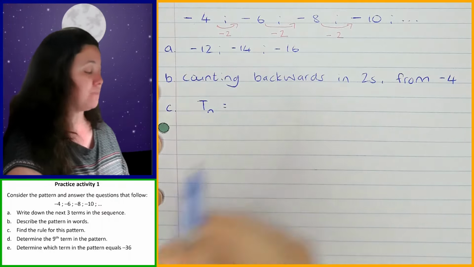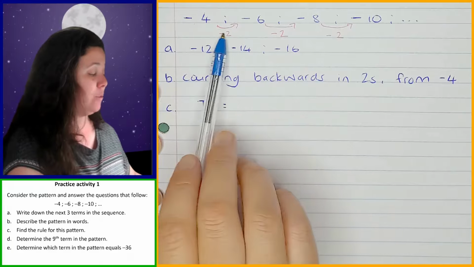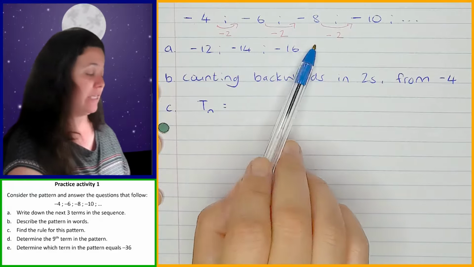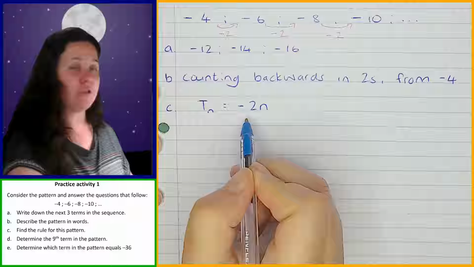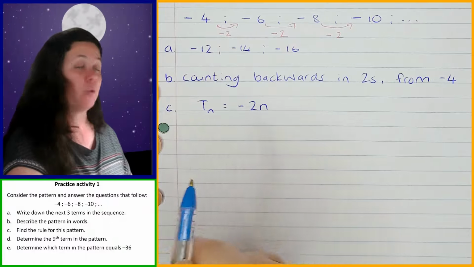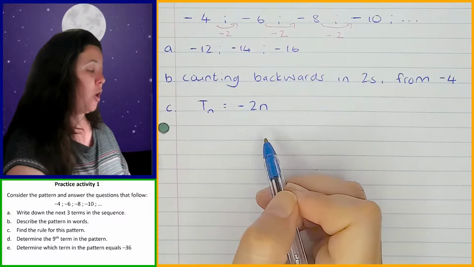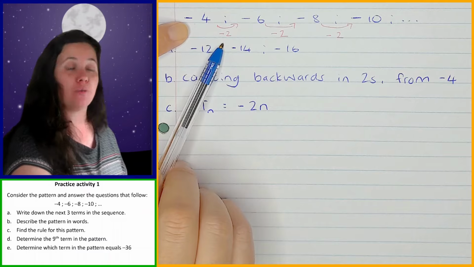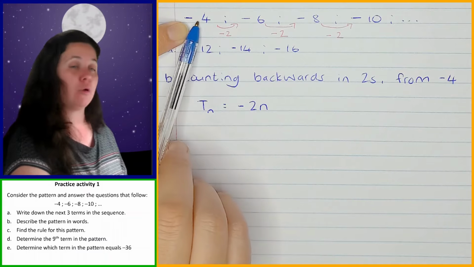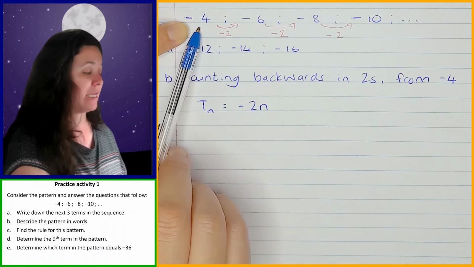Now in this one, I've already worked out that my constant difference is -2, so it's going to be -2n, because I take my constant difference and I multiply it by n. Then once I've got that, I need to see what I must do to that to get the first term. So -2, and what do I do to get to -4? I need to subtract another 2.